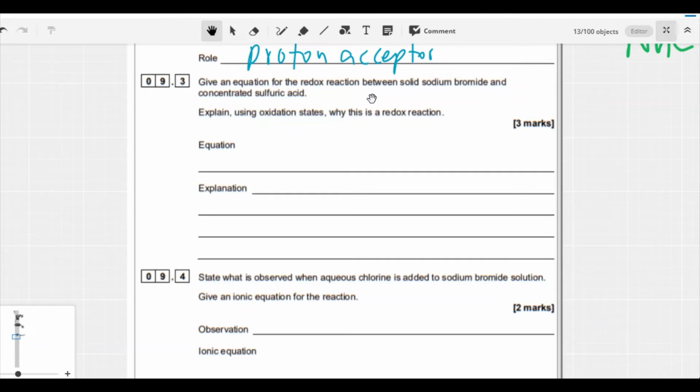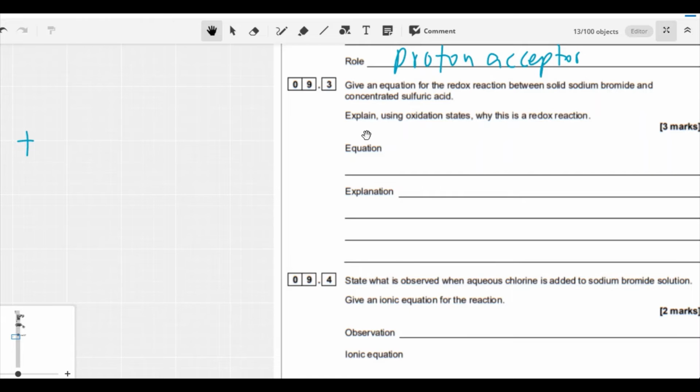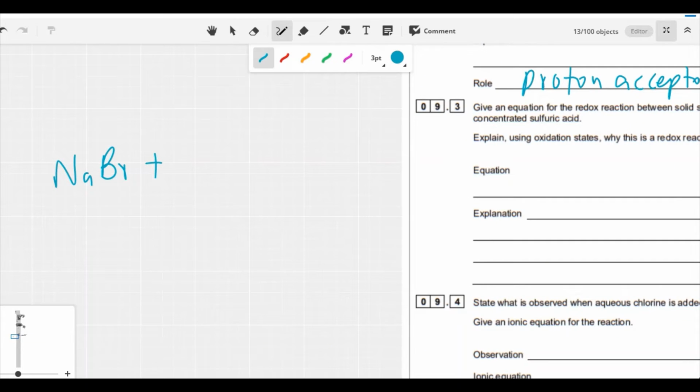Redox reactions are those reactions in which oxidation and reduction occur at the same time, between solid sodium bromide and concentrated sulfuric acid. Explain using oxidation state why this is a redox reaction. So we have sodium bromide, here I am going to write NaBr, react with sulfuric acid, H2SO4.